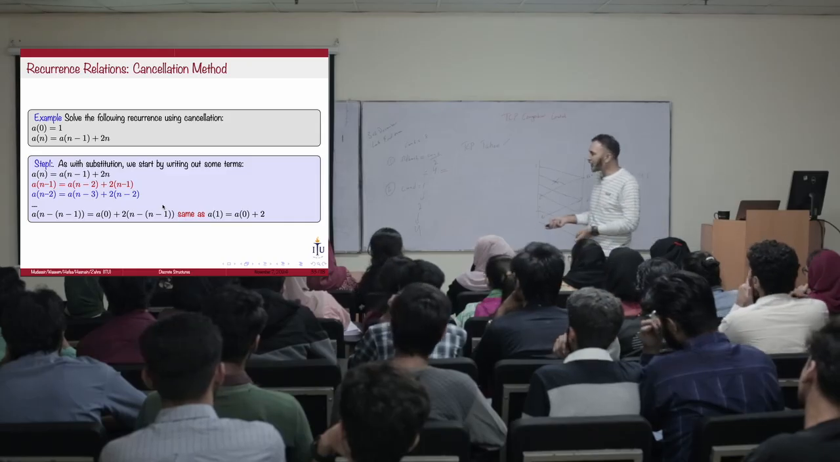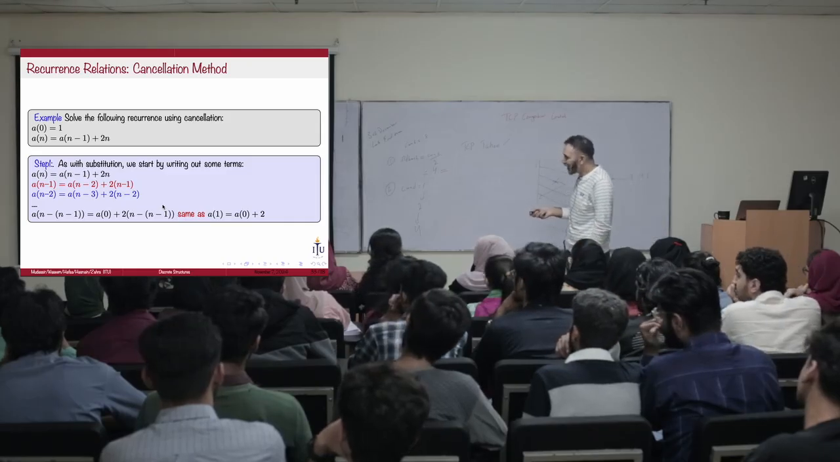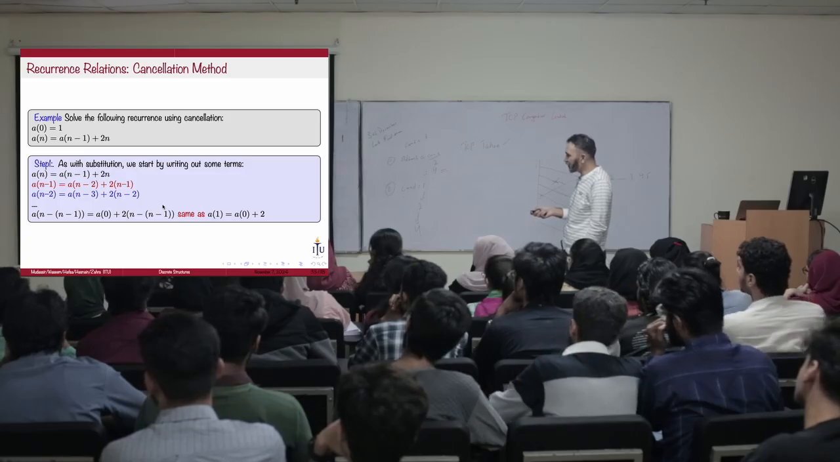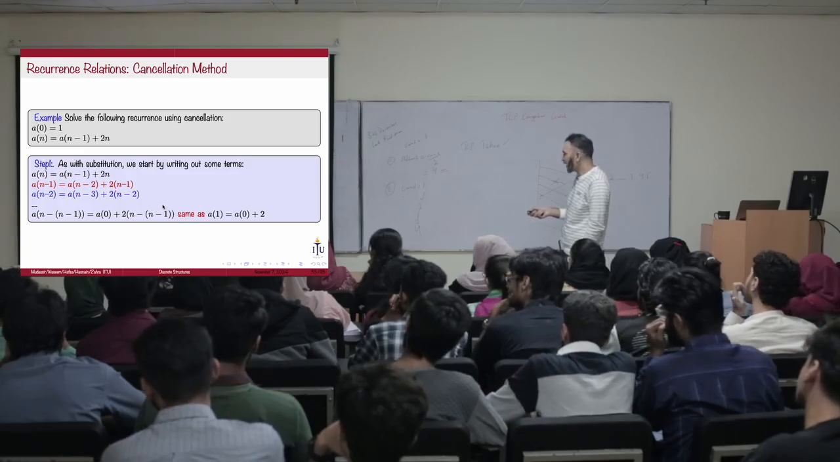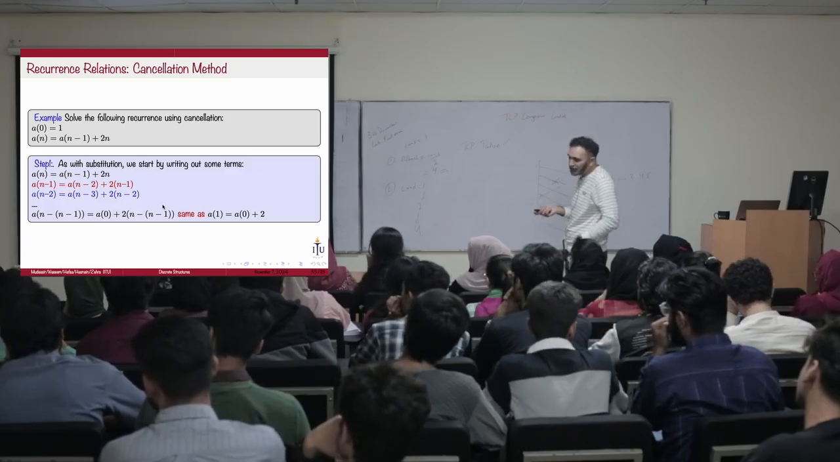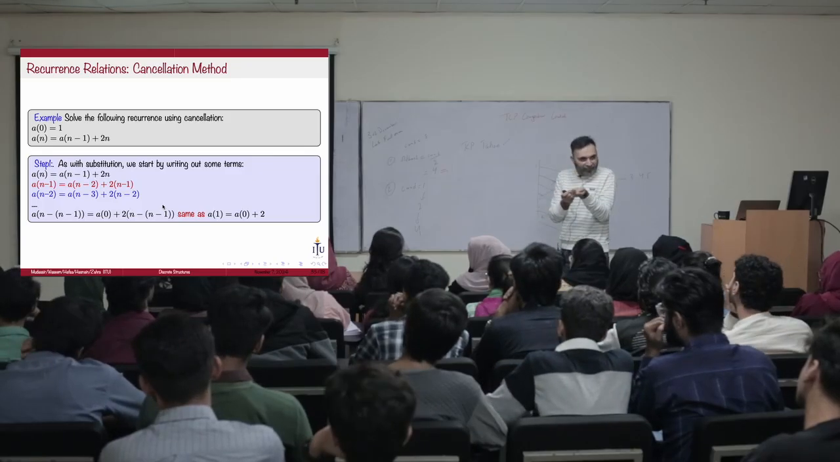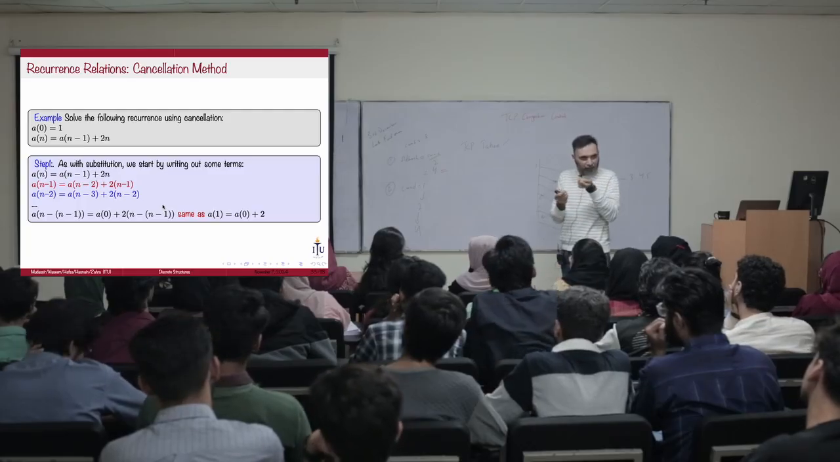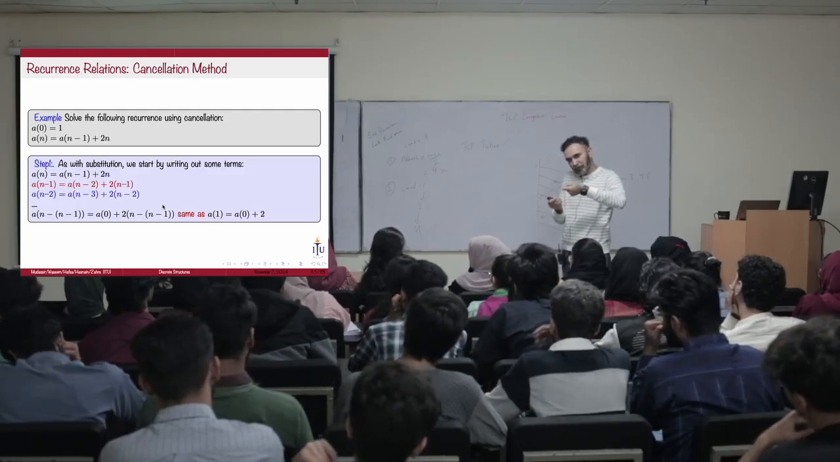Okay, let's do that. So what I did so far here is that I wrote A(n) as this, A(n-1) as this, and I kept doing it until I reached the stopping condition. In each term I was removing 1 from the index of the term. I started with A(n-1), A(n-2).